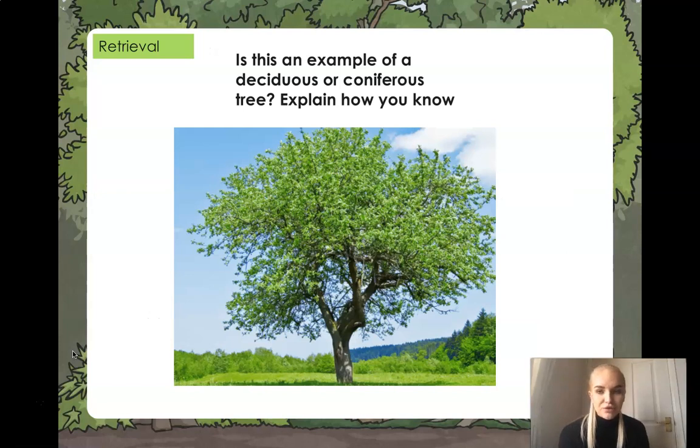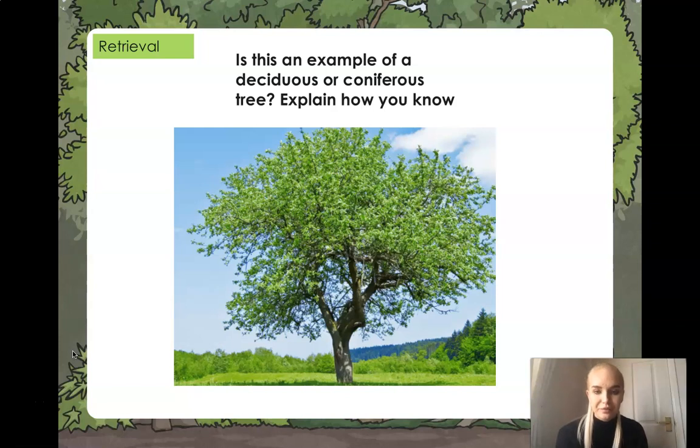So I've just got some retrieval questions for you to start with. Now here is a picture of a tree. I would like you to decide and write down, is this an example of a deciduous or a coniferous tree? And explain how you know using the word because, okay? Pause the video and have a think and write down your thoughts, please.